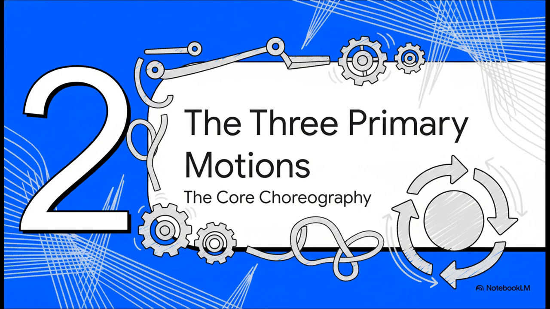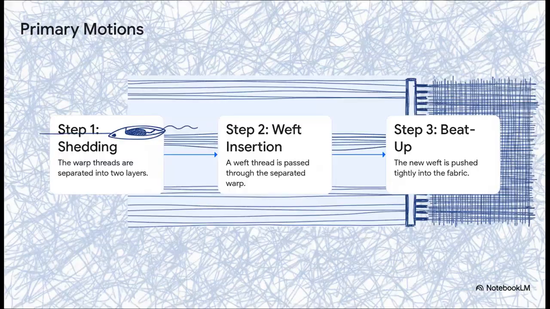And now, for the main event. Creating fabric really boils down to three fundamental actions that happen over and over again in a super rapid, continuous cycle. This is the core dance of the loom. These three steps are what we call the primary motions of weaving: shedding, weft insertion, and beat up. You absolutely cannot make fabric without them. So let's break down exactly what each one does.